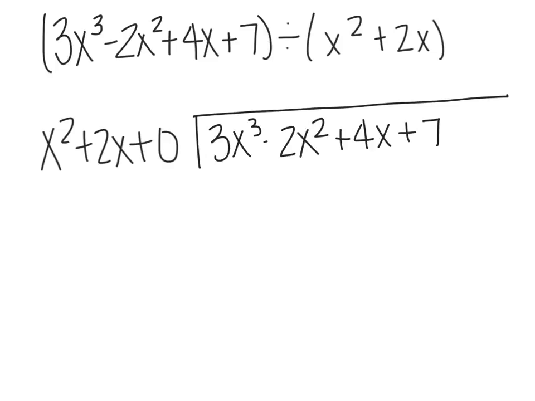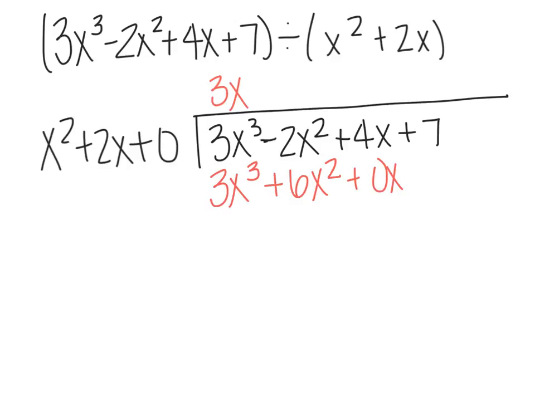So I first have to figure out what number I can multiply by x squared to give me 3x to the third. And the answer to that question is 3x. So now I'm going to multiply 3x times x squared plus 2x plus 0. Well, 3x times x squared is 3x to the third. 3x times 2x is 6x squared. And 3x times 0 is 0x.